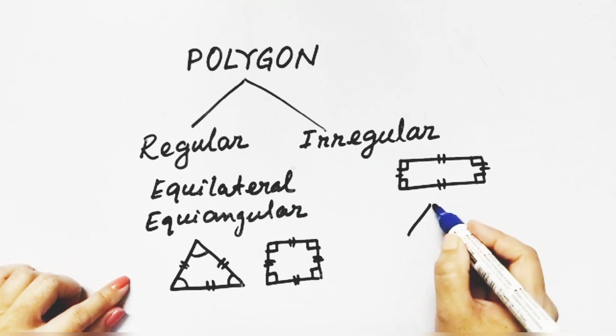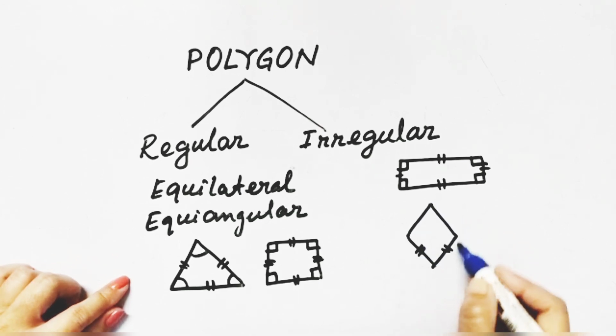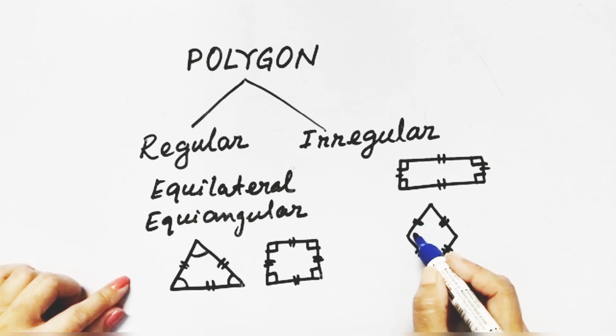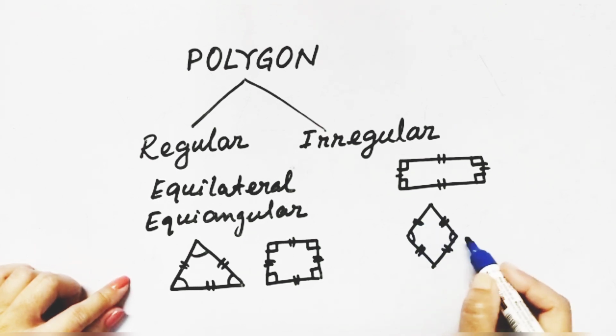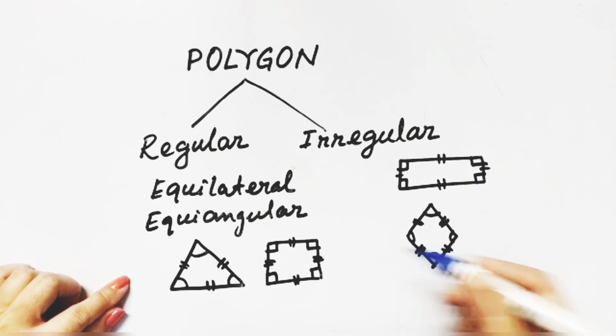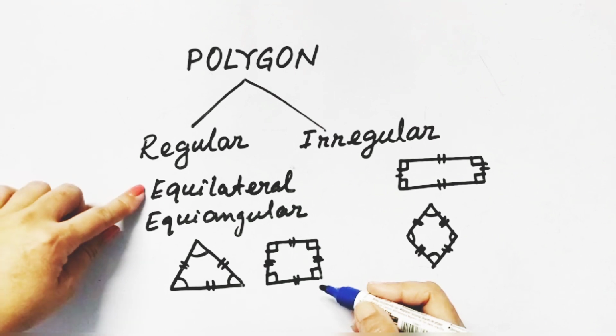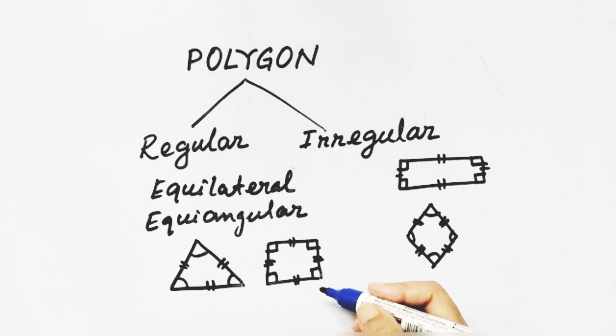If you take a rhombus, all the sides are equal, but all the angles are not equal, only the opposite angles are equal. So these are the irregular polygons and these are the regular polygons. To be a regular polygon, it must be equilateral and also equiangular.